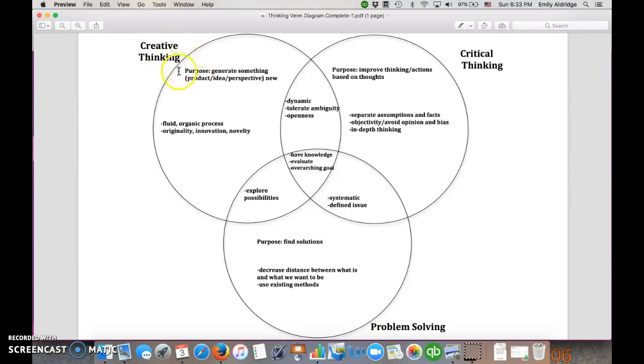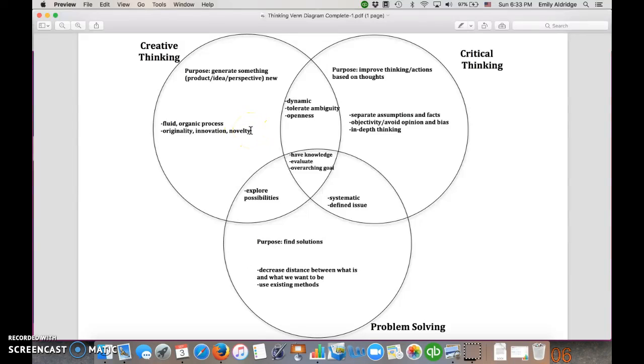So with creative thinking, what we have here is the purpose, which is to generate something new. So that's your main goal with creative thinking. And then marks of creative thinking are a fluid, organic process, originality, innovation, and novelty.